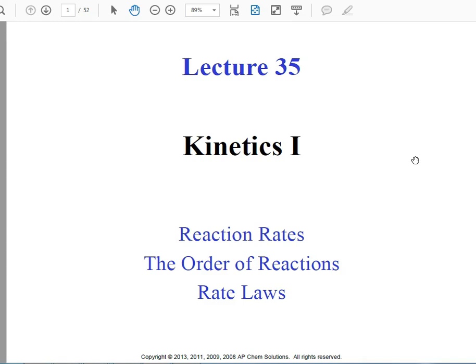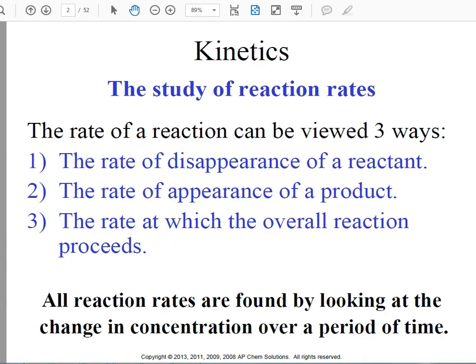And so in this chapter we are going to talk about what influences the rate or the speed at which a reaction occurs. How can we calculate that rate, and how can we compare it to the rates at which other reactions are occurring? So we'll just start off talking about the basics, reaction rates. Kinetics is the study of reaction rates. So when we talk about kinetics, we're talking about how quickly a reaction will go.